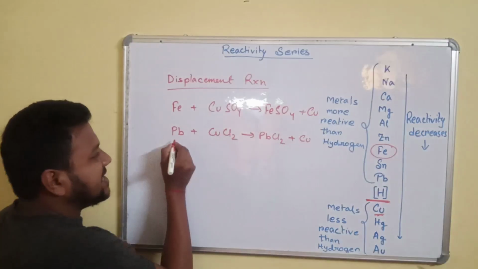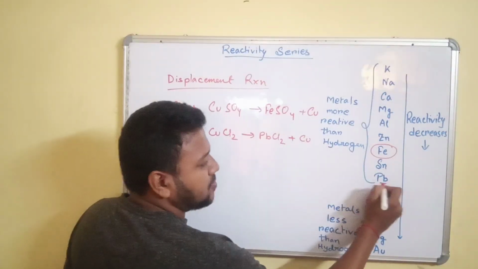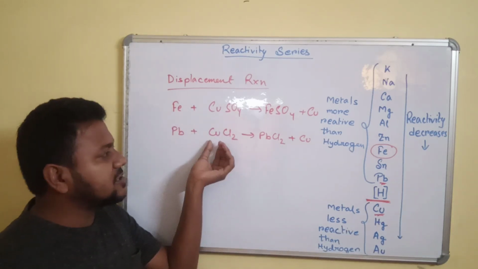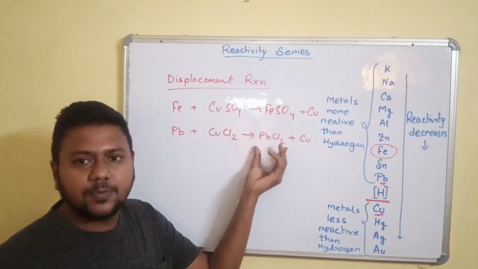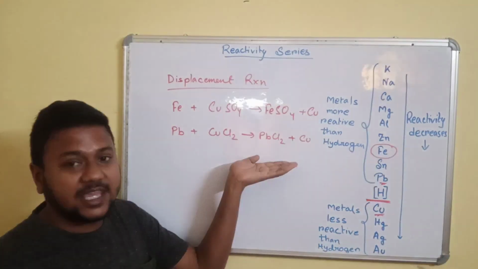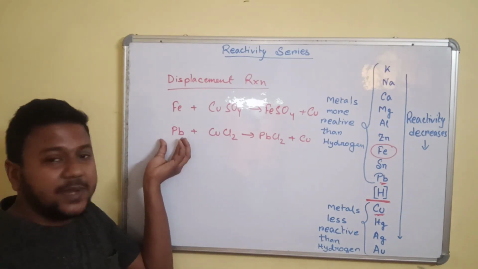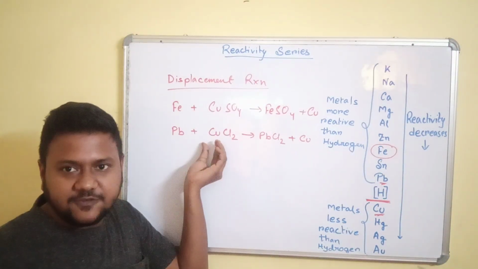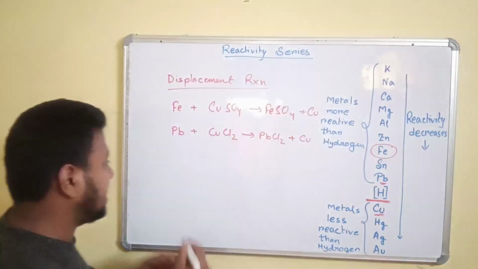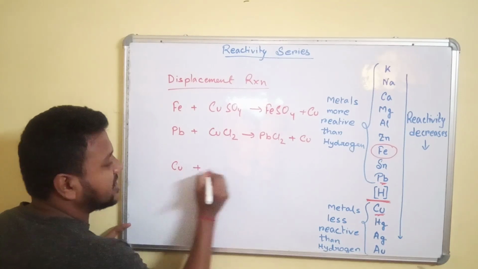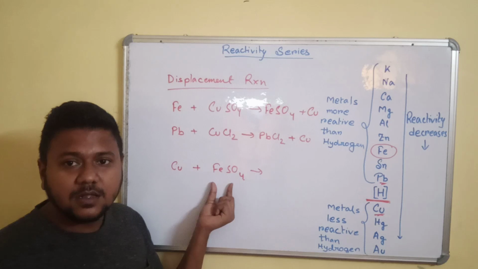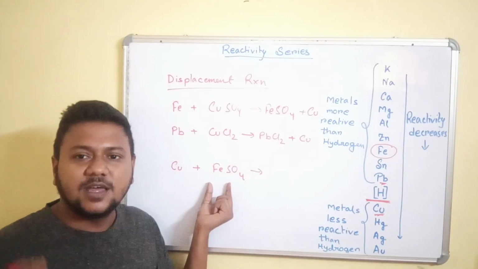Over here again, lead, which is more reactive than copper according to the reactivity series, replaces the copper and forms lead chloride. This is why these reactions take place. The more reactive metal replaces a less reactive metal. But if we see the reaction the opposite way, when copper is reacted with FeSO4, will copper replace iron? No. The answer is no.